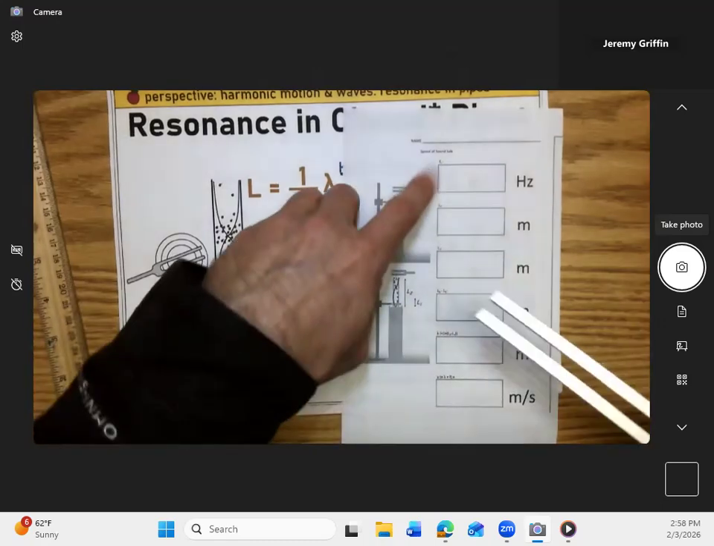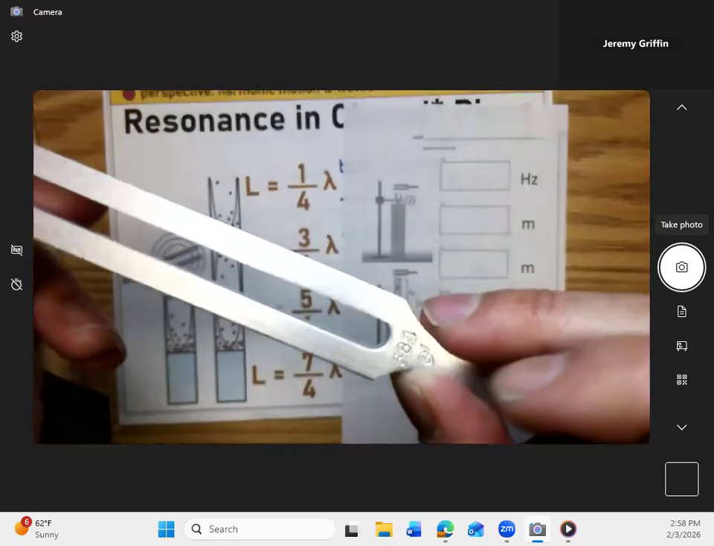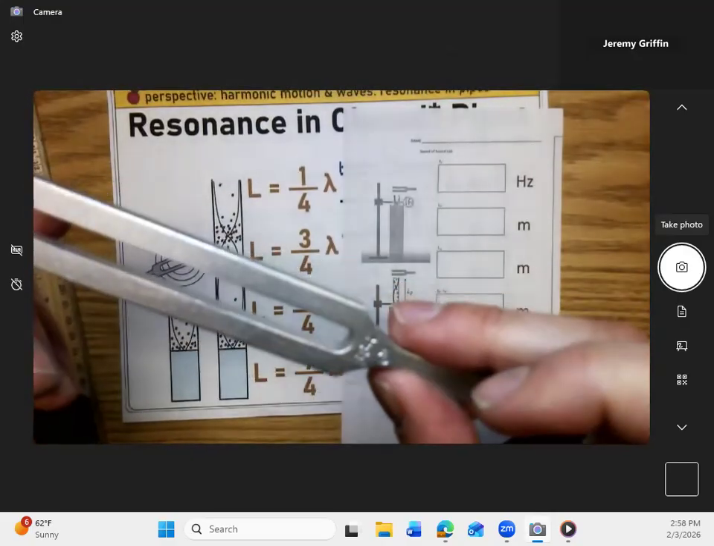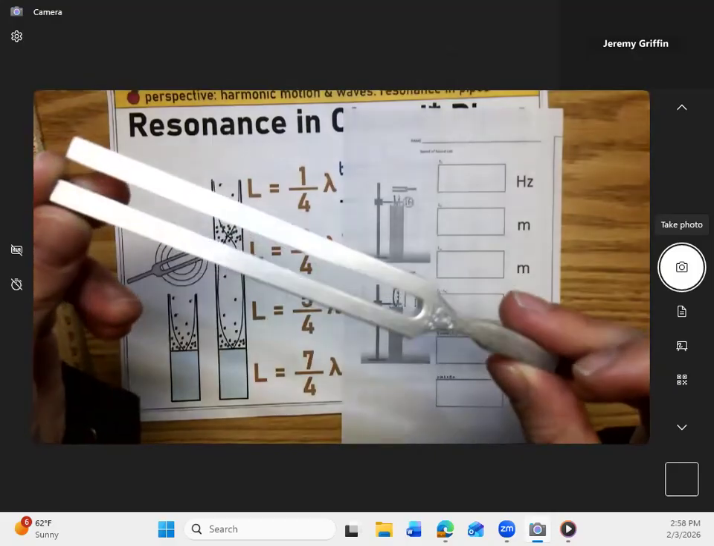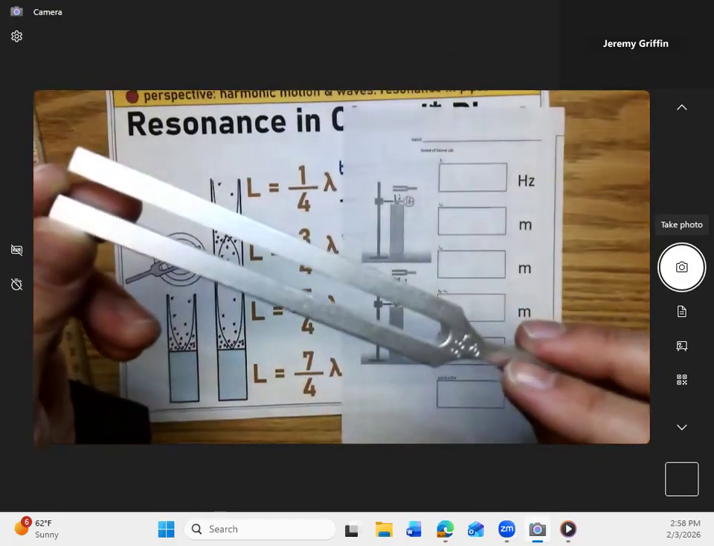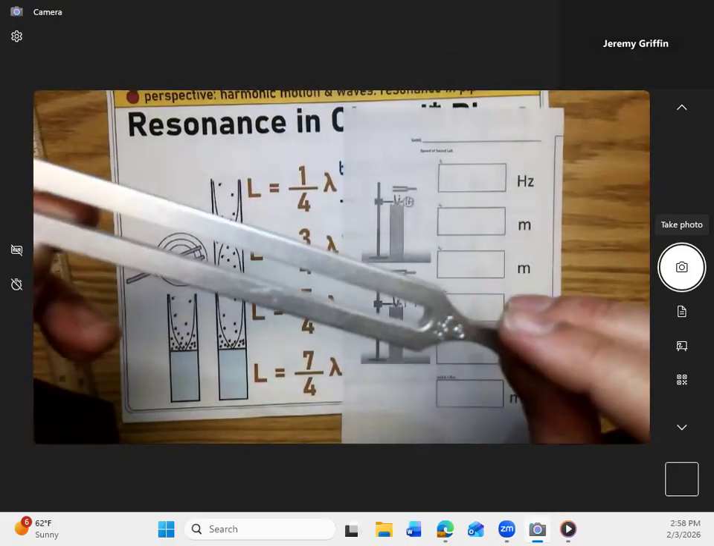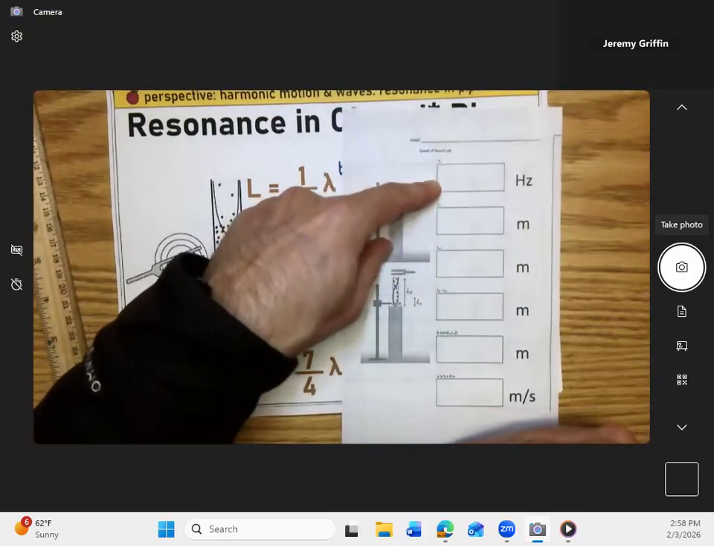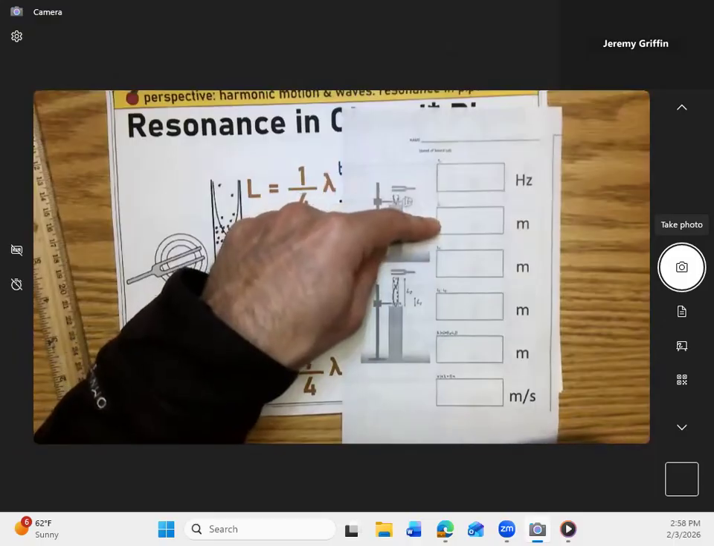What about frequency? The frequency is stamped right on the fork. I have a whole box of these. This one says 384 hertz. There's some weird tuning system, I think it's scientifically tuned, which I hadn't really gone over. But anyway, 384 hertz. So if you get this fork, you write 384 in this box. Okay. And then we got so many centimeters there.